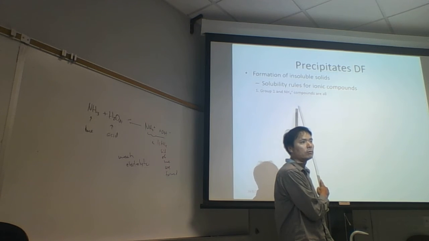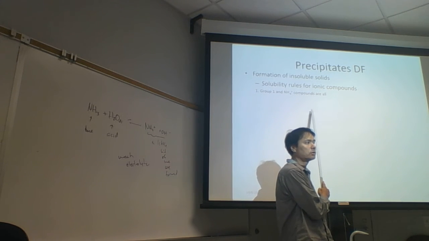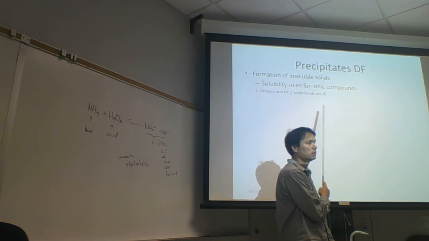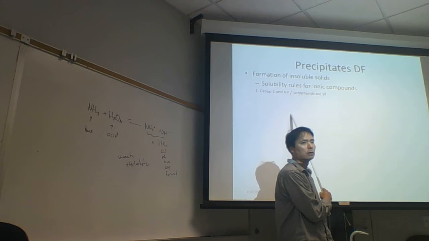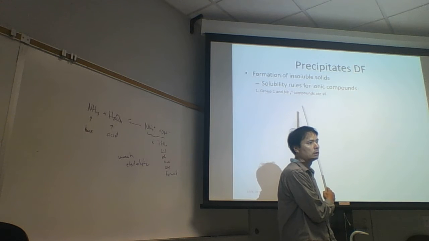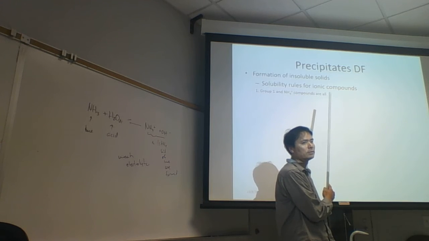Chlorates, nitrates, and the other one, C2H3O2 minus, is called acetate. Are soluble. Okay, then what? Chlorides, bromides, iodides are soluble, except silver, mercury, and lead. Oh good, that's from memory, that's good.